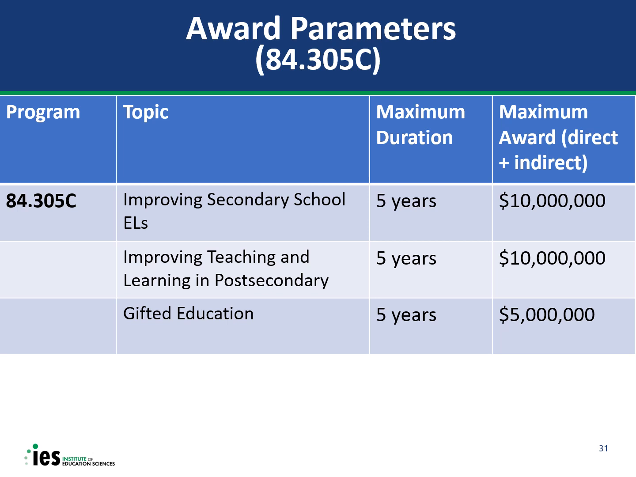This slide includes the award parameters for the Research and Development Centers, including the maximum duration of 5 years and the maximum award amount of $10 million for the secondary schools and teaching and learning in post-secondary settings, and 5 years and $5 million for the Gifted Education Center.